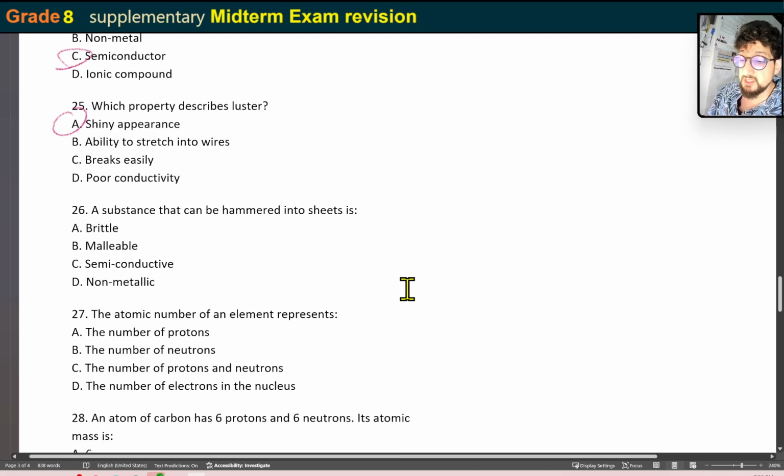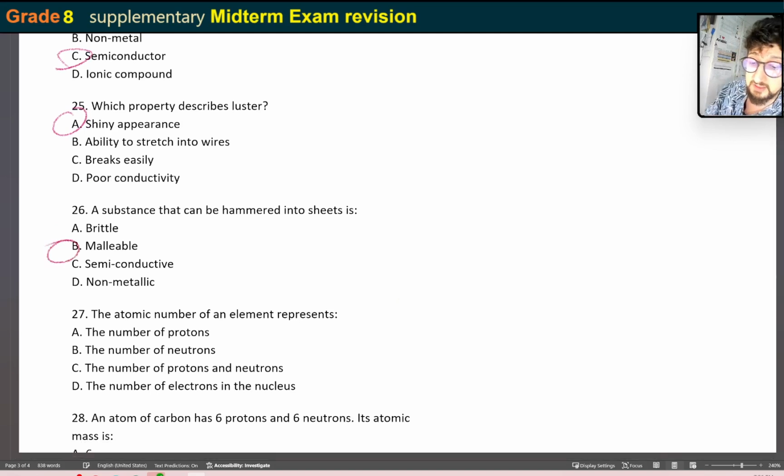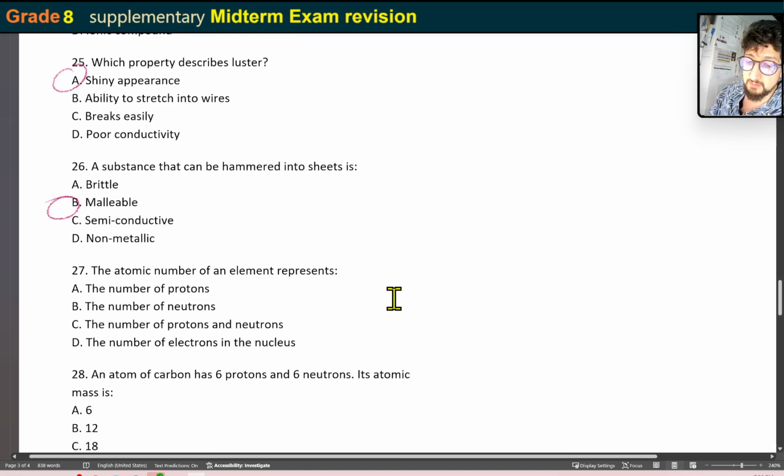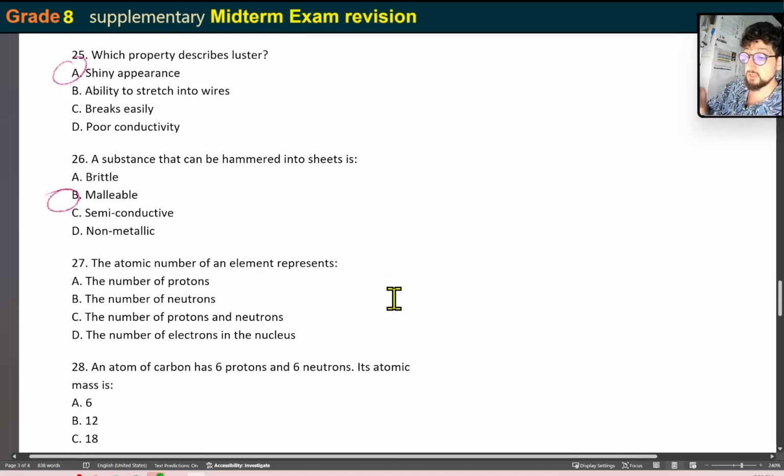Substance that can be hammered into sheets. Hammered into sheets or bent is malleable. That's what it means, can be hammered. You can change the shape of it.